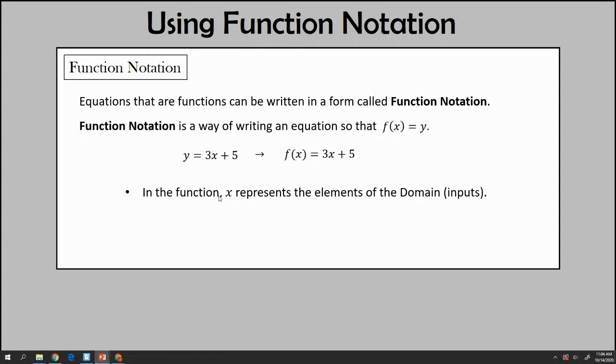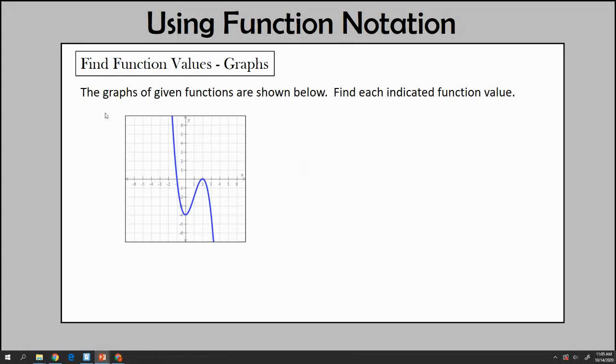Now, the x values in function notation represent the domain or inputs. So when I put a number in here, it's the domain or the input. The f of x, the answer once I put the number in here, is the range or the outputs. So we're going to generate some function values using this function notation, and we're going to look at it also in a graph, which I have right here.